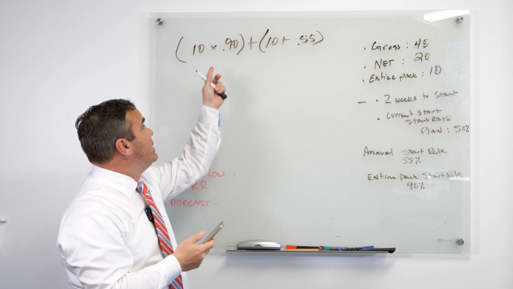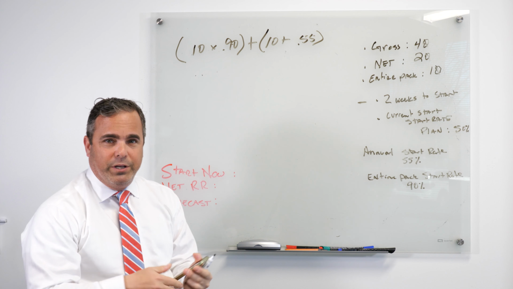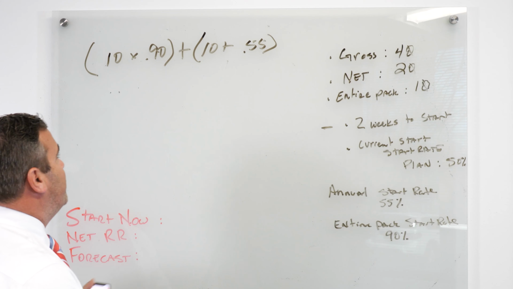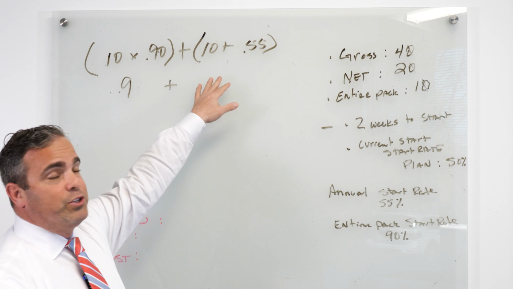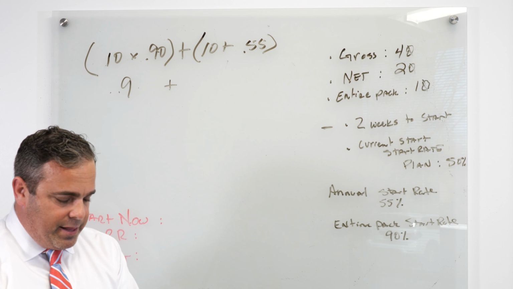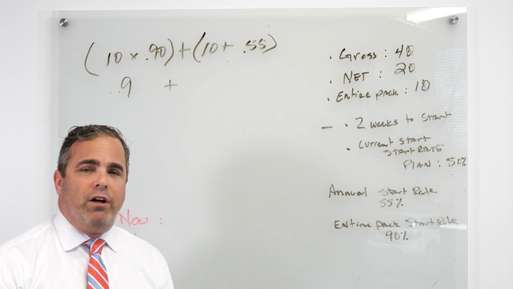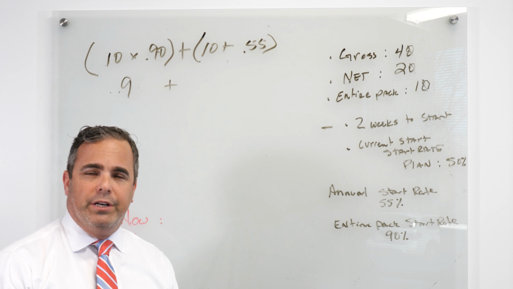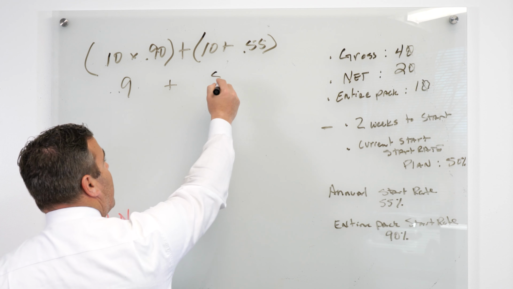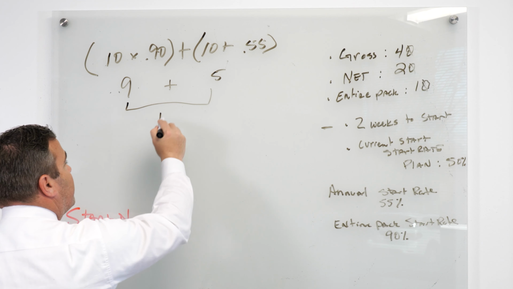You take first the entire pack, so you take 10 times 90%, which is 9. Guess I don't need a calculator, which is 9. And then you take the nets not packaged, which is 10, and times that by the 55%, which should be 5.5. I always round down for this exercise, and that gives you a little bit of buffer just to make sure you're in a safe zone. So we're going to use the number 5 and not 5.5. When you add these two together, you get 14.